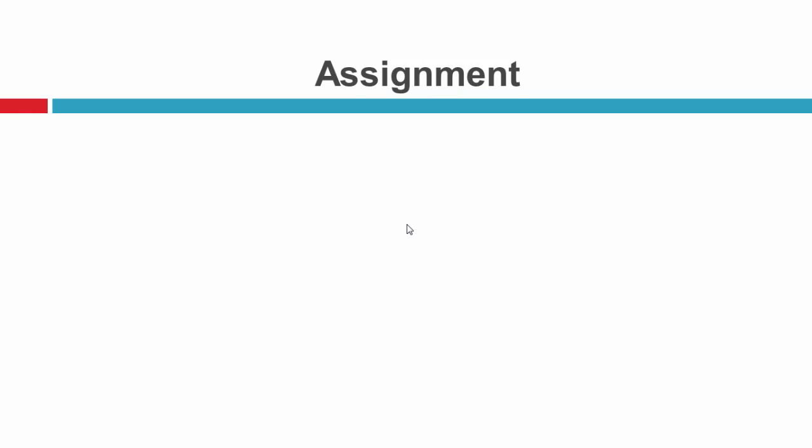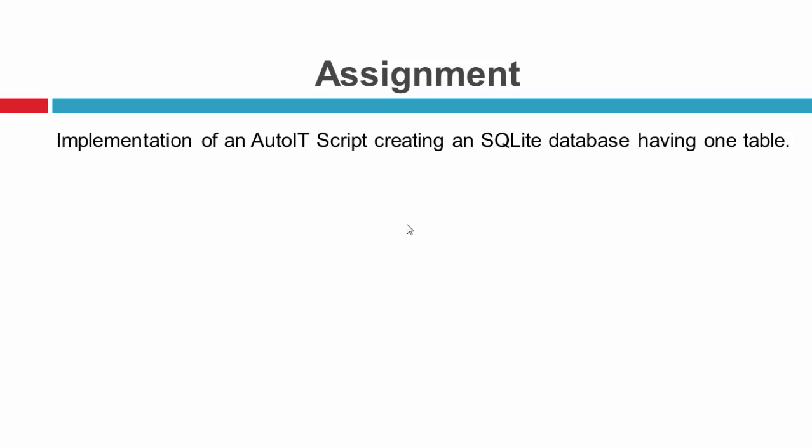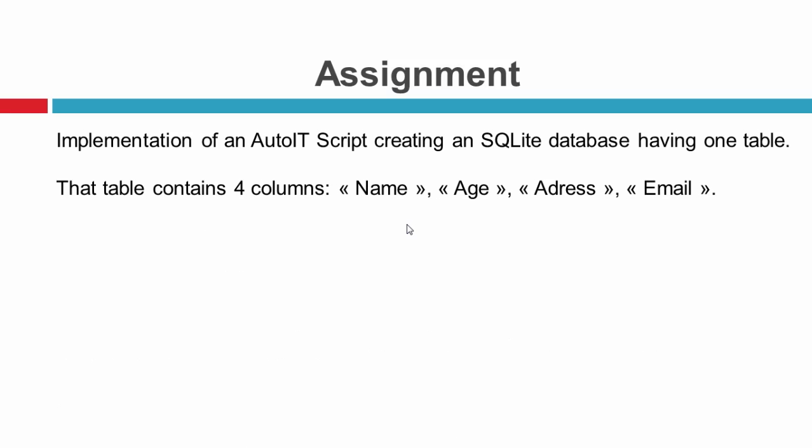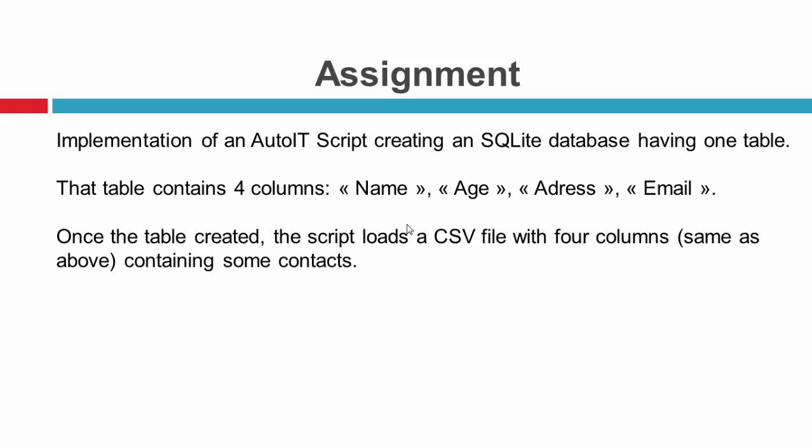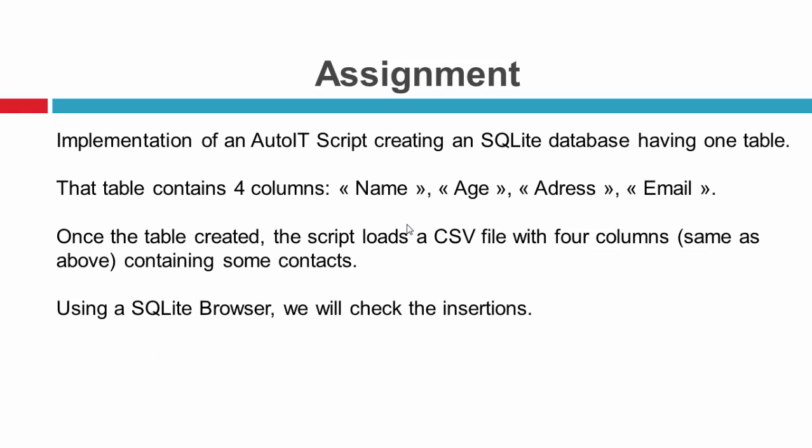So let's start the description of an assignment. We want to implement an AutoIt script creating a SQLite database having one table. The table contains 4 columns: name, age, address, and email. And once the table is created, the script loads a CSV file with 4 columns, same as above, containing some contacts.